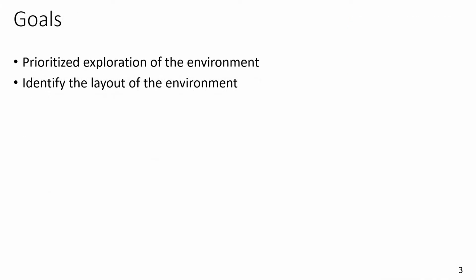As the robot has a limited amount of time to explore, the exploration should provide useful information. We have two goals for our exploration technique. The first is to perform a prioritized exploration of the environment. The second goal is to identify the layout of the environment. An exploration technique that identifies the layout of the building, such as corridors and how they connect to different rooms, is more useful than a technique that explores only a few rooms in the available time.